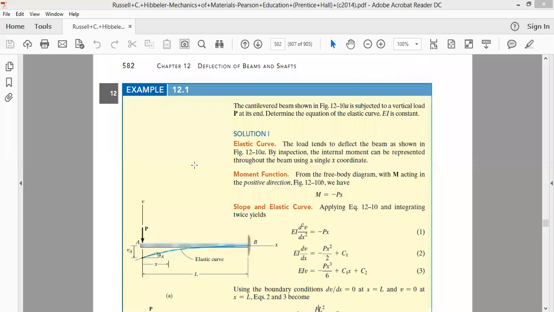Welcome back to the next class on the deflection of beams and shafts. Today we will try to solve a few problems for finding the deflection of the beams.